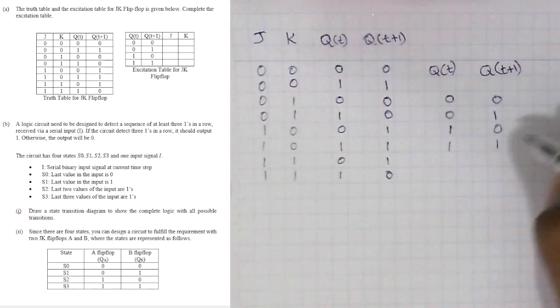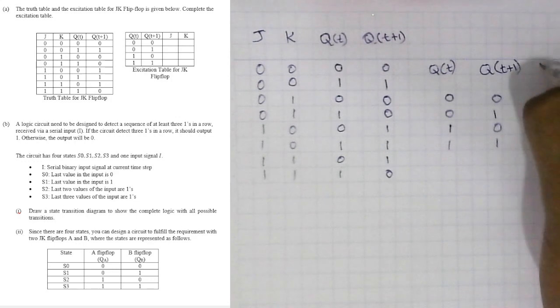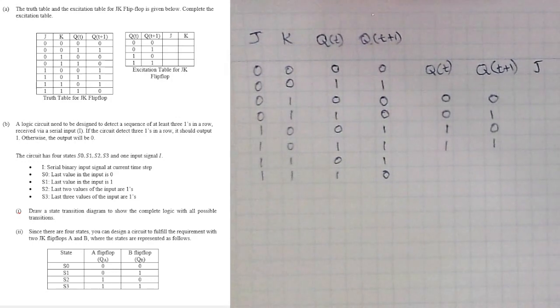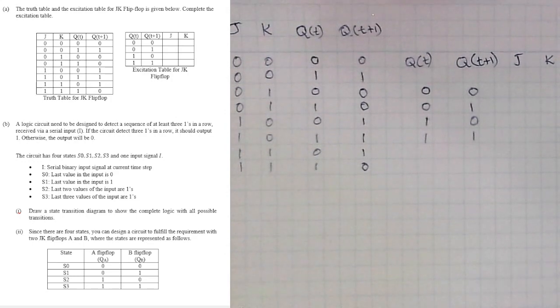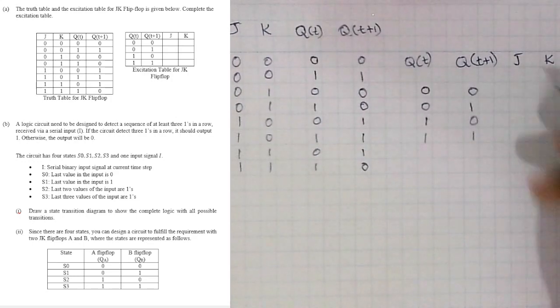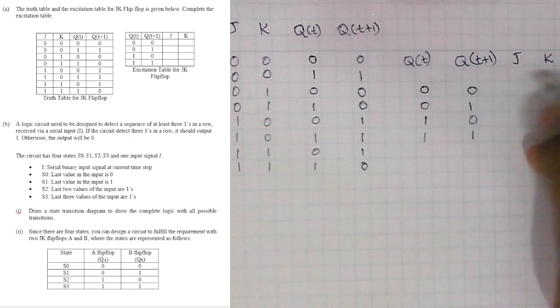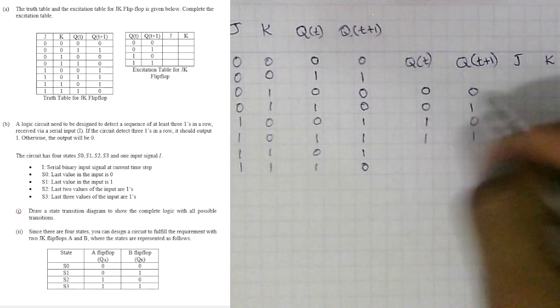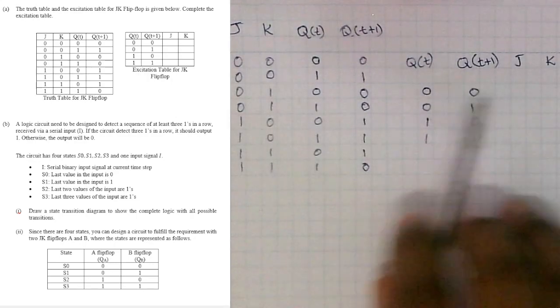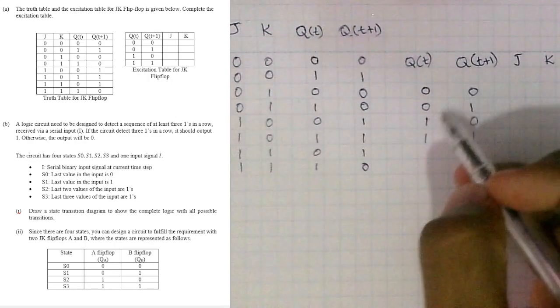So in order to achieve this, what are the configurations of J and K we need, right? So those are the excitation signals, J and K. What are the values we can set in order to get this type of transition? You can refer to this table and figure out where these occur, right?